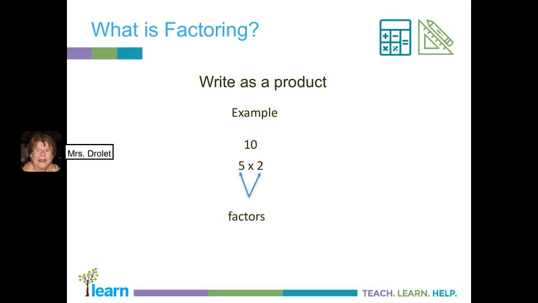Well, what does factoring mean? Another way of saying factoring is to write as a product. And here's a simple example. If I had the number 10 and I wanted to write as a product, I could write it as 5 times 2. We say that 5 is a factor and 2 is a factor.